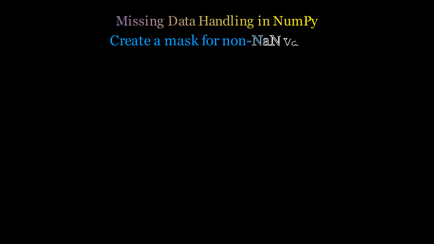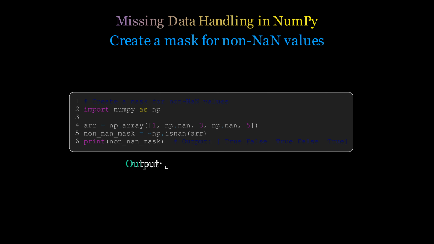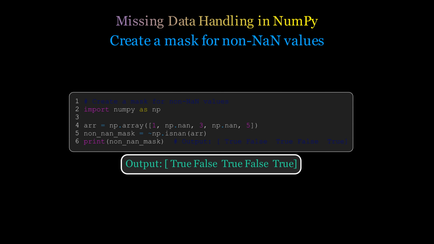Boolean masks are powerful for selective operations. Here we create a mask identifying valid, non-NaN values. The output shows True for numbers and False for NaNs. Masks enable conditional operations on arrays.